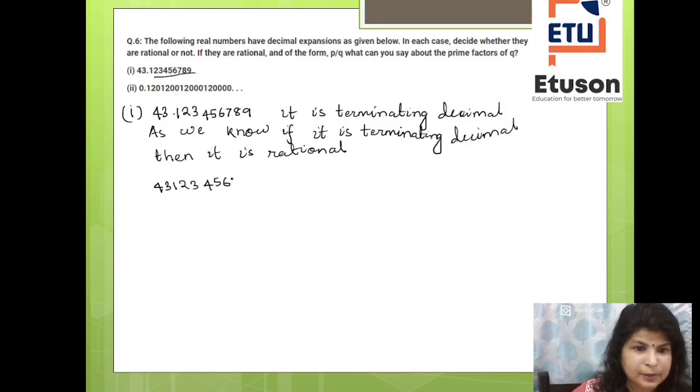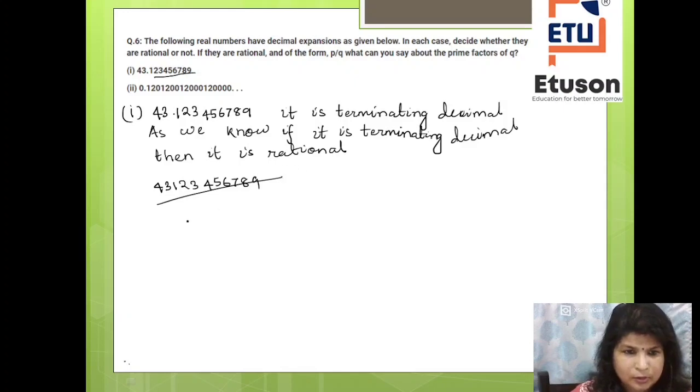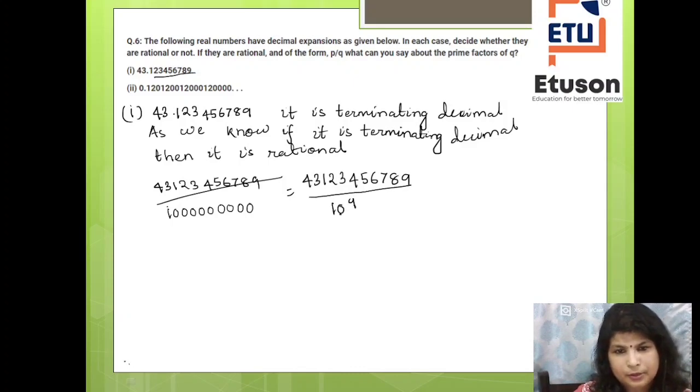1 2 3 4 5 6 7 8 9. अभी कितना जीरो है इसमें? 1 2 3 9 जीरो है ना. तो 43.123456789, दैट इज 43123456789 डिवाइडेड बाय 10 to the power 9. तो 10 to the power 9 मतलब वो क्या है? 2 to the power 9 into 5 to the power 9. तो वो 2 to the power n और 5 to the power m फॉर्म में है कि नहीं? सो उससे भी पता चलता है कि ये रेशनल नंबर है.